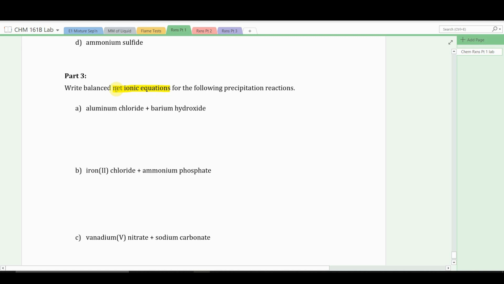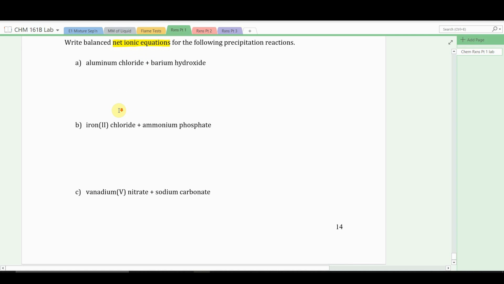Note I said net ionic equations for the following precipitation reactions. And that should do it.